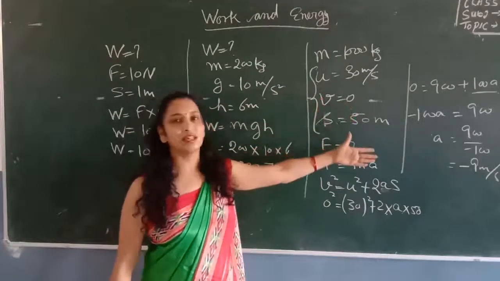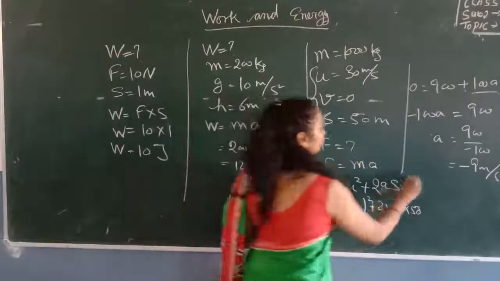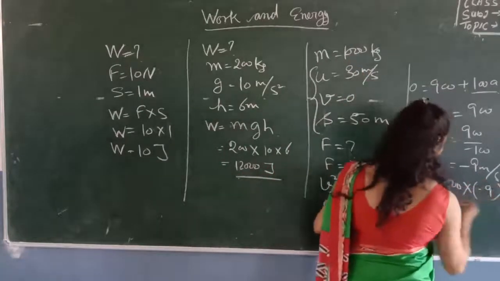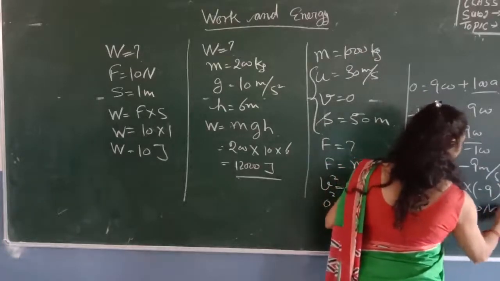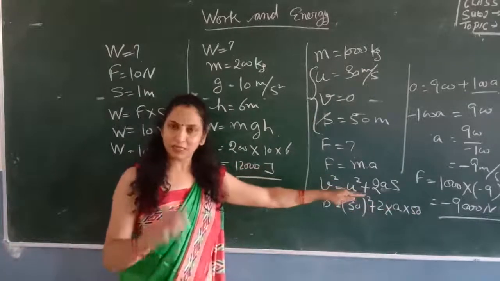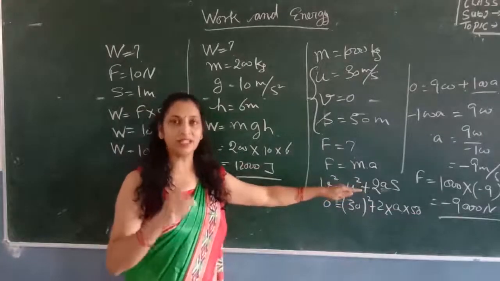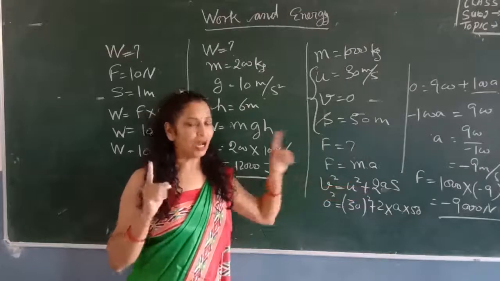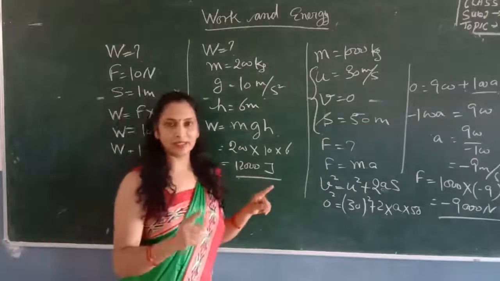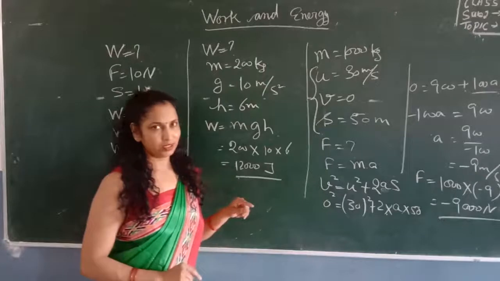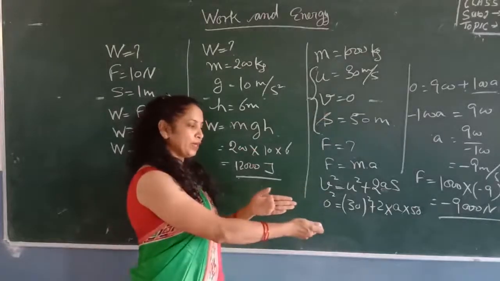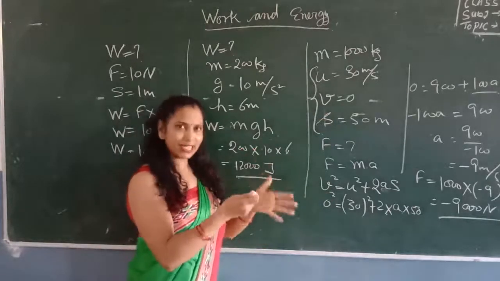So the acceleration we get is minus 9 meter per second square, and then we can find F. F is equal to mass 1000 into acceleration minus 9. It is minus 9000 Newton. You know what is the meaning of this minus sign in the force? If the force has a negative value, it means the force is exerted in the opposite direction of the motion of the body. Since we are applying the brakes, the body is moving in this direction, and the brakes have to apply the opposite force so that it can stop the car.